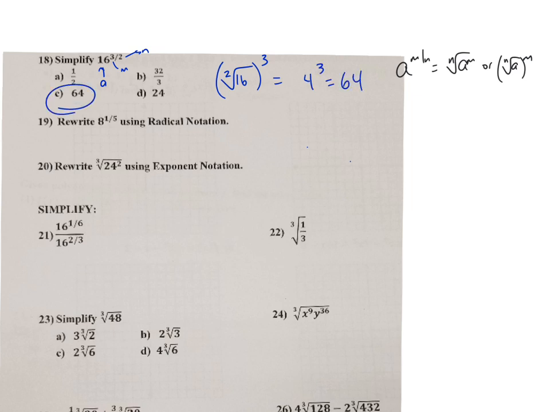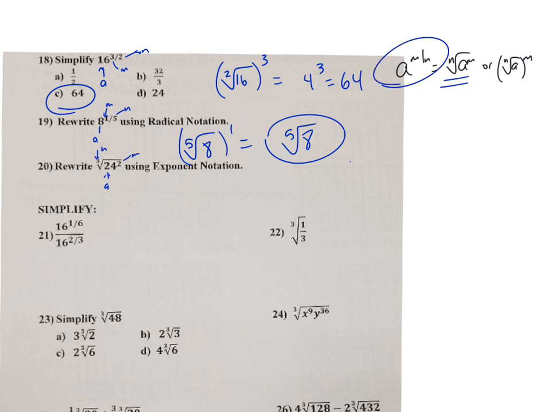That is C. For 19 and 20, you're just rewriting. So 19, it kind of looks like this. It means I want my answer to look like this or this. It doesn't matter which one you use. So that is a, that's m, that's n. So I'm going to put the fifth root of 8. Anything to the first power is just itself, so I just put the fifth root of 8 as my answer. A is 24, m is 2, n is 3. So we look like this side, so my answer is going to look like that. So I'm going to put 24 to the 2/3, and I'm done. I didn't tell you to simplify it, so you don't have to.